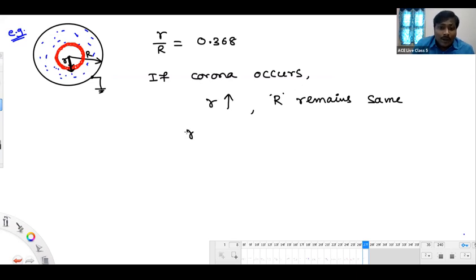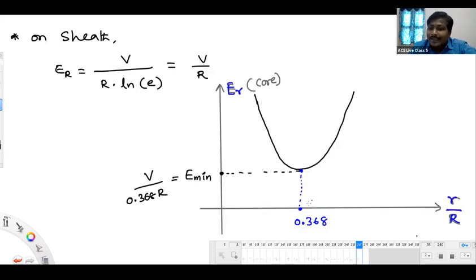Now what will happen to the smaller by Kepler value? Smaller is increasing, Kepler remains the same, so the smaller by Kepler value was increased now. Because of the smaller by Kepler increment, you see in the graph, smaller by Kepler will become more than 0.368, so that electric field intensity value was increased.